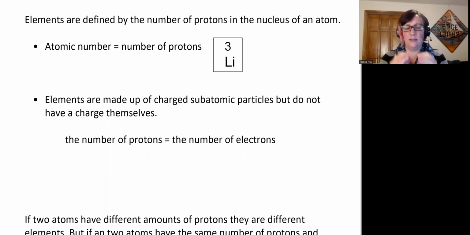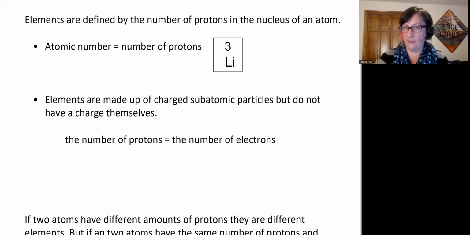So an atom is a nucleus of protons and neutrons surrounded by a cloud of electrons. That's an atom. But what is an element? An element is really just atoms that have the same number of protons. That's it. So it's just the number of protons that something has that defines it as an element.